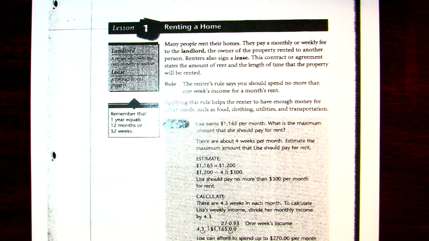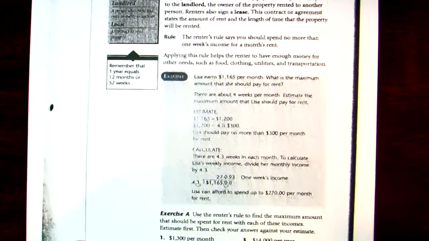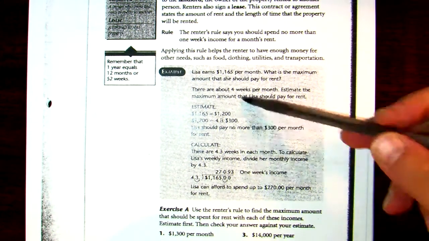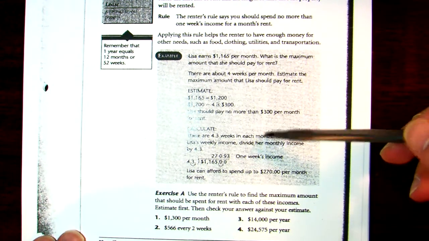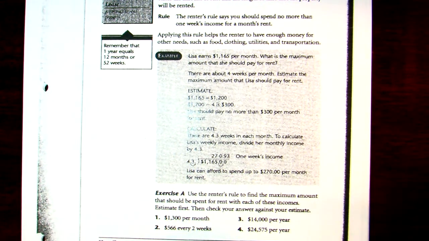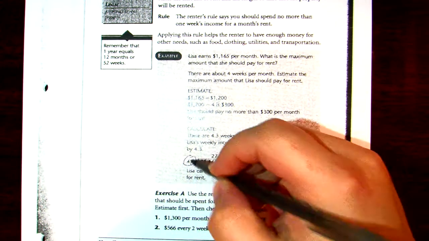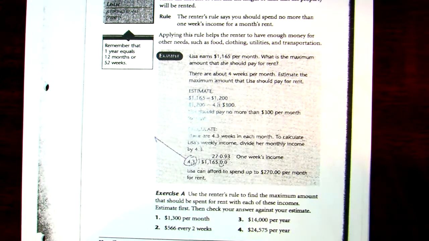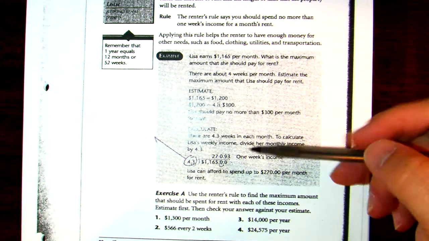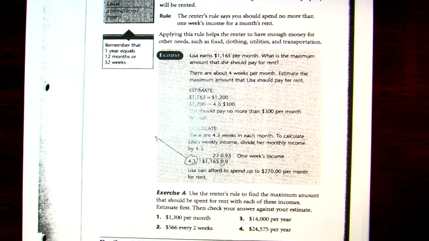So if you look at the rules here, if you have a monthly salary, like this example represents, then you divide by 4.3. The reason why you divide by 4.3 is there's not 4 weeks in a month, except for maybe February. But if you divide by 4.3, the 0.3 represents the extra couple days in a month. So then you'll come out with your 1 week's income, and then you'll be able to calculate how much you should spend on that rent.